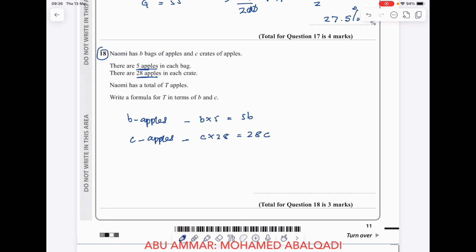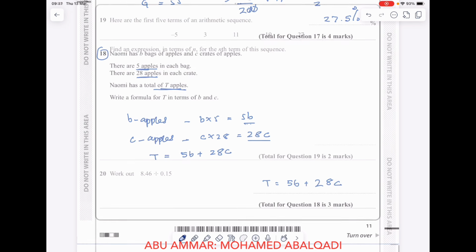And we are told Naomi has a total of T apples. So all the apples added together will be T. And we are asked to write a formula for T in terms of B and C. So when we add all these apples together in the bag and in the crate, we get a T. So T will be 5B plus 28C. So the equation will be T equal to 5B plus 28C.